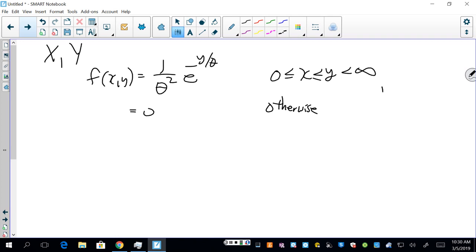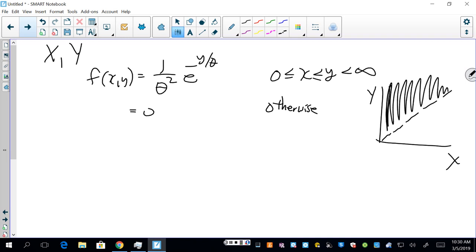So I've got a plot of just the xy plane, and here is this. So y is bigger than x. So the density only exists on this little upper triangle area. That's the only thing that's allowed. So x is kind of the first time that something happens, and y is going to be the second time that something happens. So that's the joint density, dealing with two variables at once.